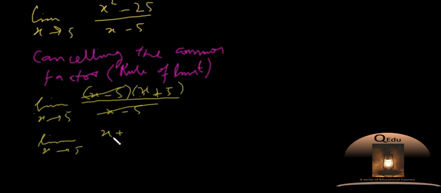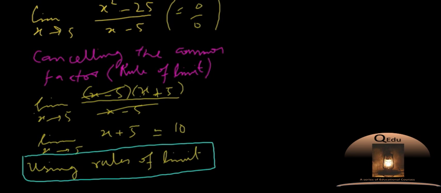Now we have to just evaluate the limit when x tends to 5 of the leftover part, that is x plus 5. When you apply the limit, you get 10. Now this was an indeterminate form 0 upon 0, but we obtained this limit using the rules of limit. In this case, the indeterminate form 0 upon 0 was solved simply by using the rules of limit, that was cancelling the common factor.